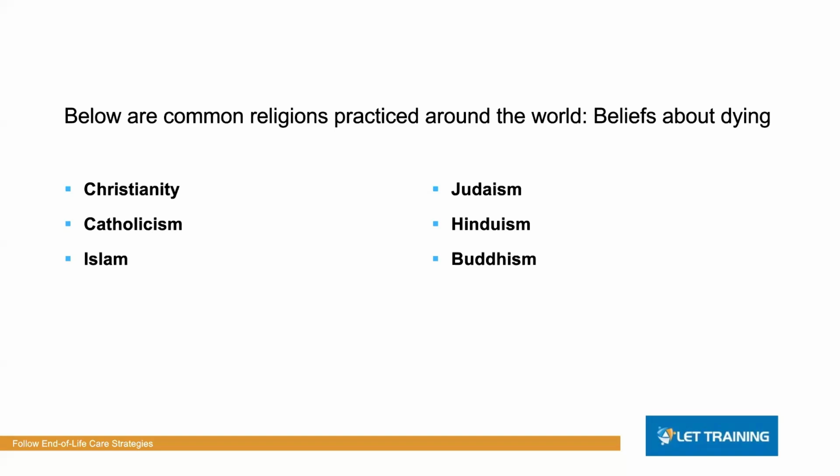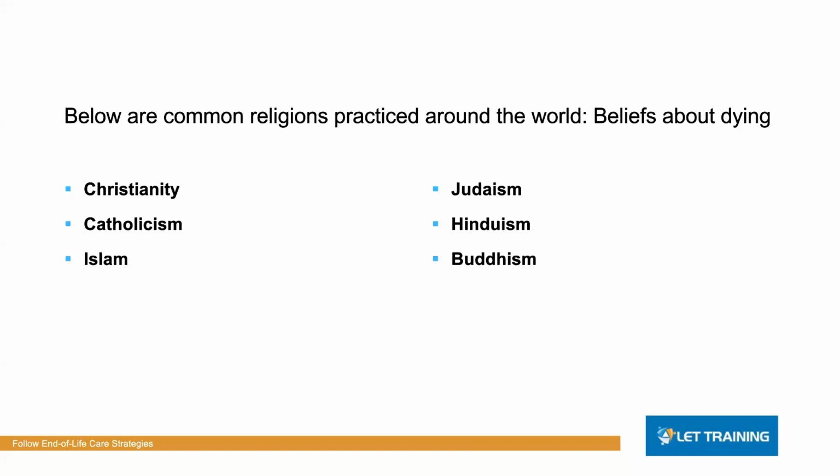Islam: a person's death is predetermined. Only Allah knows the exact time of a person's death. Methods such as suicide, euthanasia, and murder are prohibited. Judaism: they believe a person should not be alone towards death. The dying person must have a companion with them during the last hours of their life.